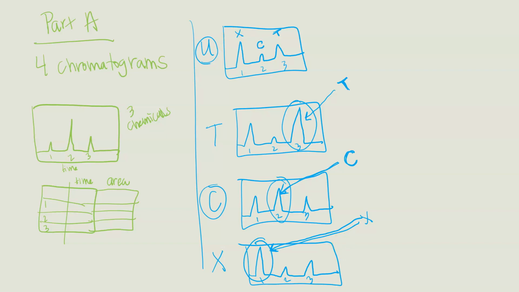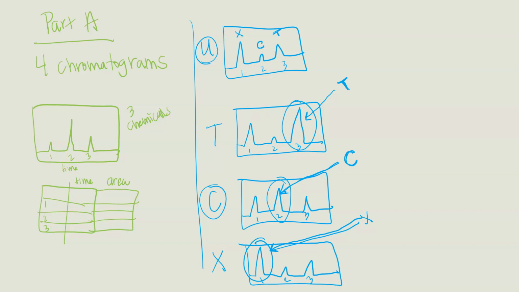So the T, the C, and the X, their entire purpose is just to help figure out which one is toluene, which one is cyclohexane, and which one is xylene. We're not actually using their tables or their numbers or anything. Their entire purpose is just to figure out which peak is which in the U chromatogram.